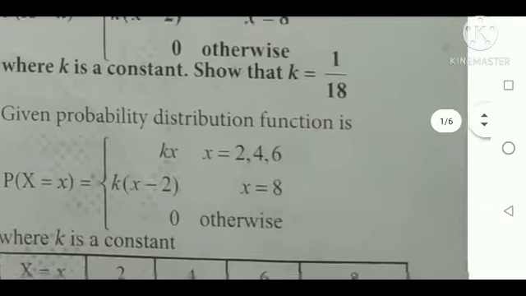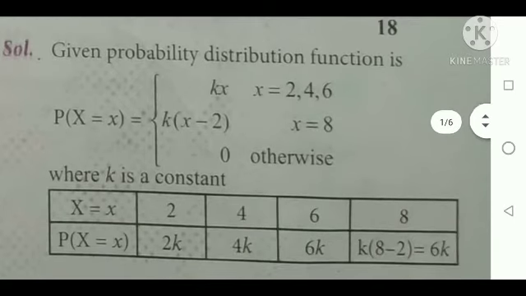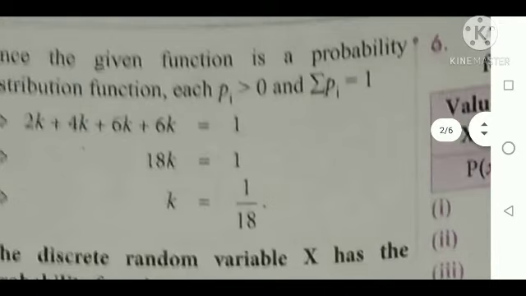First we find x equal to 2. X equal to 2 means k into 2, we are getting 2k. X equal to 4 means we are getting 4k. X equal to 6 means we are getting 6k. X equal to 8 means k into 8 minus 2, we are getting 6k. So add all those things, that is 2k plus 4k plus 6k plus 6k, we are getting 18k equal to 1, because the summation of p of x_i equals 1 for a probability function. Therefore 18k equal to 1, k equal to 1 by 18.